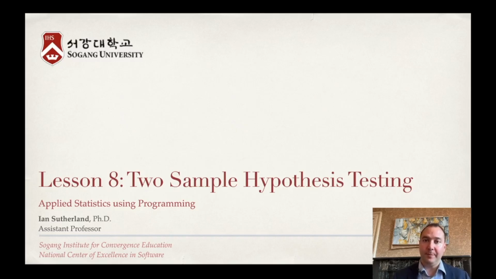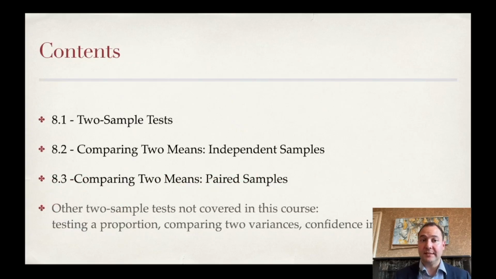So, two-sample hypothesis tests. Let's get started. The content for this lesson is two-sample hypothesis tests. Section 2 is comparing two means in an independent sample, and Section 3 is comparing two means using a paired sample. There are other two-sample tests not covered in this course, such as testing a proportion, comparing two variances, or looking at confidence intervals.